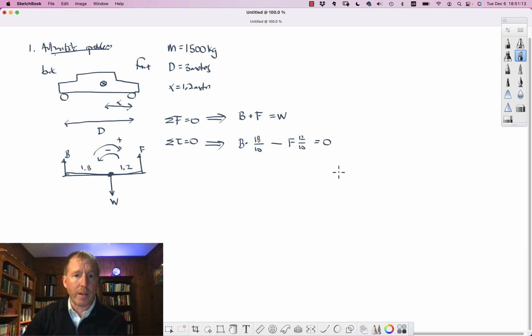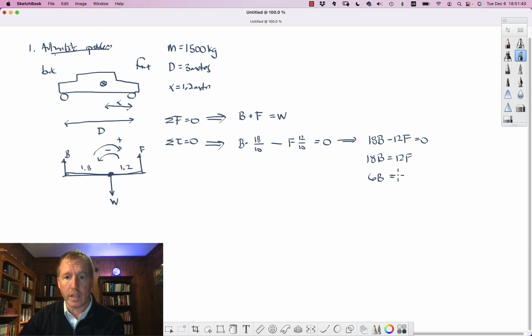Okay. So now we basically have 2 equations and 2 unknowns. Well, this is kind of nice right here. We can multiply this whole equation through by 10. So we'll get 18B minus 12F has to be equal to 0, or 18B equals 12F. Well, that's kind of easy. We can divide both sides by 3. So we'll have 6B equals 4F. Well, we can still divide through by 2 then. So we have 2F equals 3B. Okay, so that's a relationship between F and B.